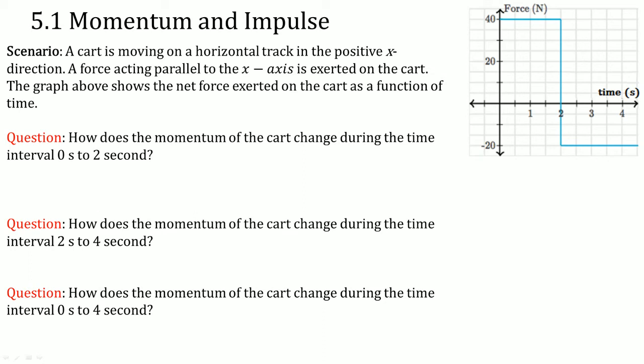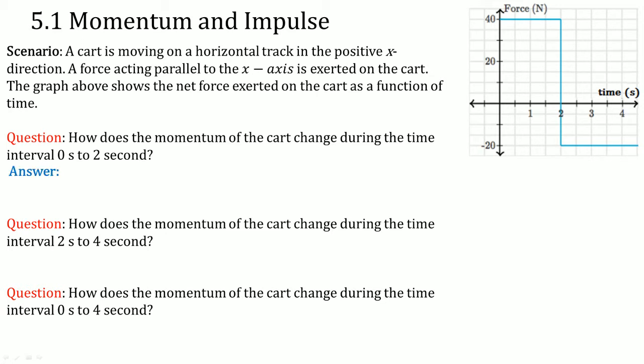Scenario: a cart is moving on a horizontal track in the positive x direction. A force acting parallel to the x-axis is exerted on the cart. The graph above shows the net force exerted on the cart as a function of time. Question: how does the momentum of the cart change during the time interval of 0 seconds to 2 seconds?